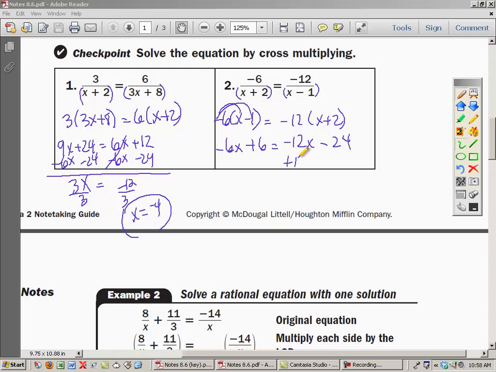I'm going to actually add 12x to both sides because that helps me get a positive value of x. This is 6x, take away 6 from both sides, and I get 6x equals negative 30. Dividing both sides by 6, I get x equals negative 5. So again, you can check that solution, but it does in fact work. All right?